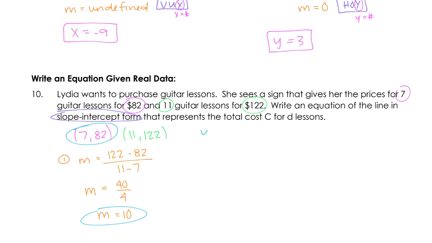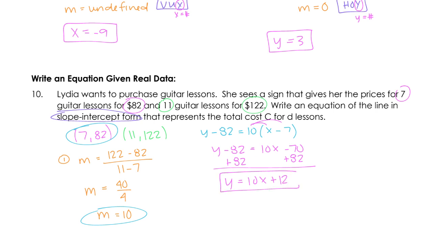So point slope form would be, sorry, y minus y1 would be y minus 82 equals m, which is 10, times x minus x1, which is 7. That's our answer in point slope form. Now we need to convert to slope-intercept form. So we distribute. You will notice that every time we do these problems, the process is pretty repetitive. So we have 10x minus 70 when we distribute, and then we're going to add 82 to both sides. And we would end up with y equals 10x plus 12, and that would be our final answer.